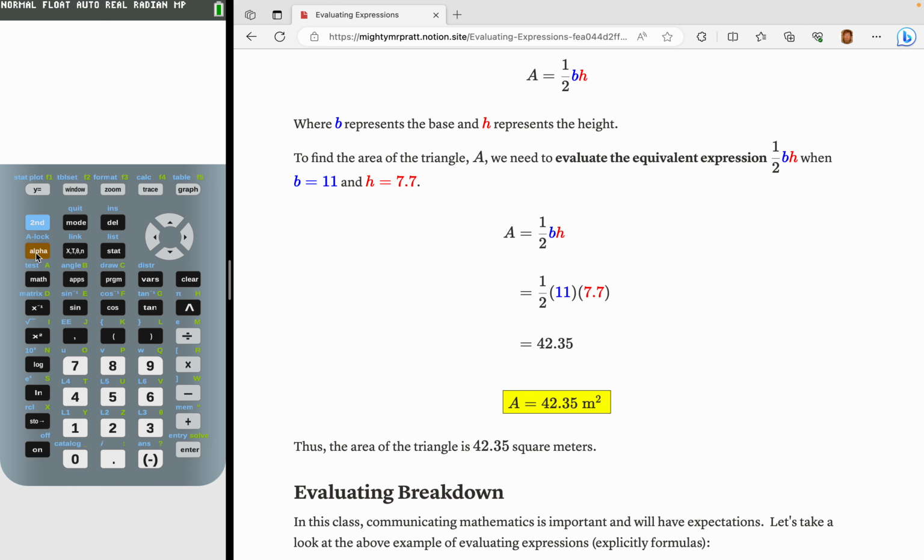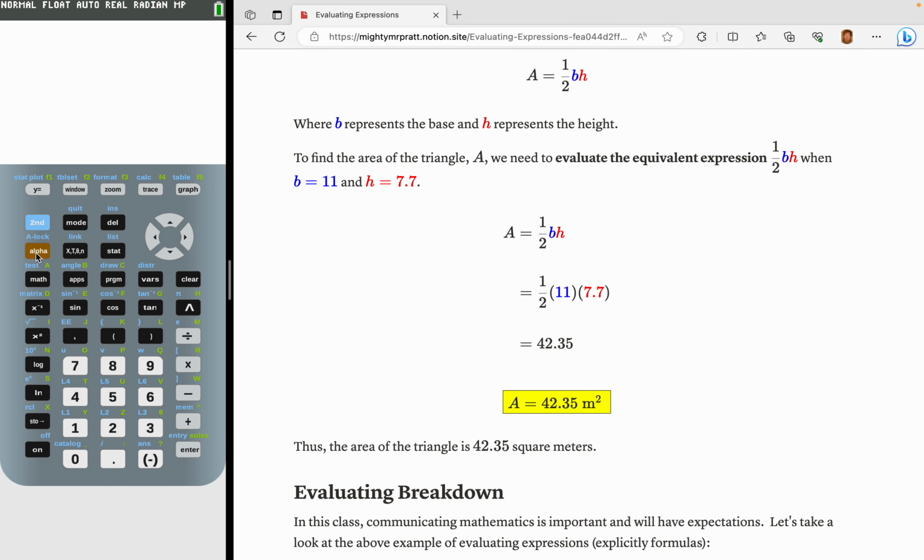Okay. Now I'm going to get out of the fraction, and I'm going to use the parentheses 11. Close that parentheses. I'm going to open another one, 7.7, and I'm going to close it. Then I'm going to press enter. I see that when I evaluate the expression, I get 42.35. So the area of the triangle is 42.35 square meters.